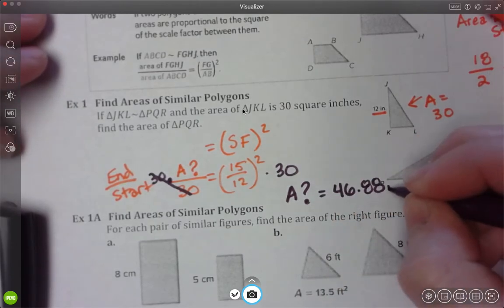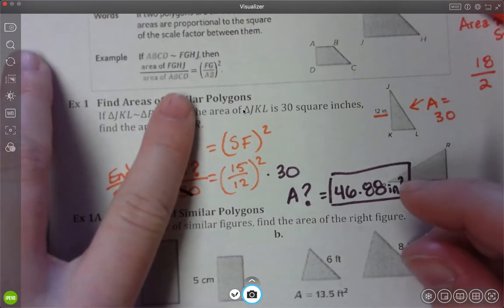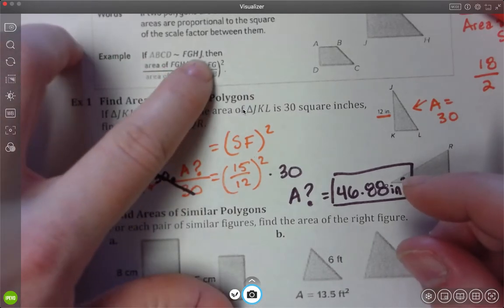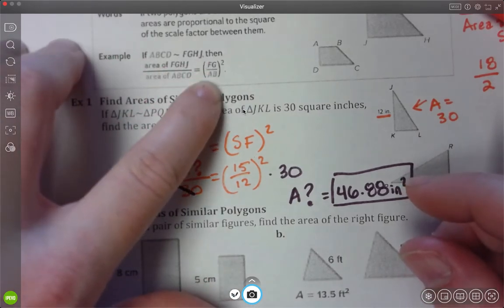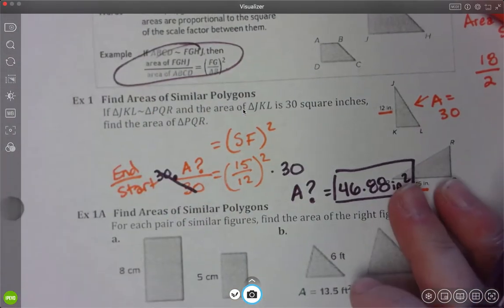inches squared. Okay, so I set it up kind of like the way that this is. The area of the end over the area of the start is the scale factor, which is the end over start squared. Okay, we'll do a couple more of these, and then hopefully that'll help it catch on.